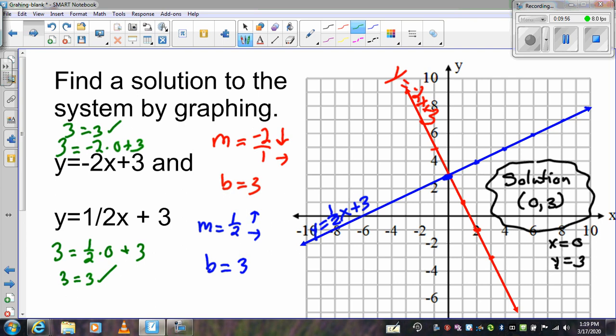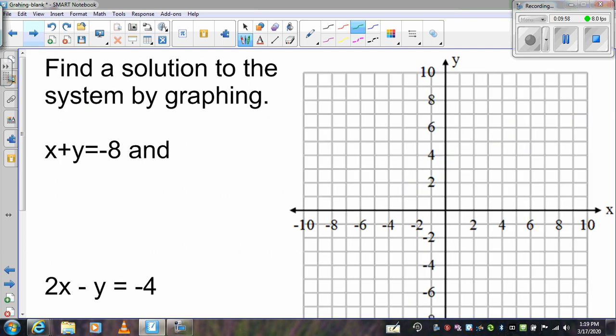Now let's try one last one, and then you can practice some on your own. Okay, what's different about this one is that these should both be written in y equals mx plus b. When they're written like this, then it's easy to graph them.